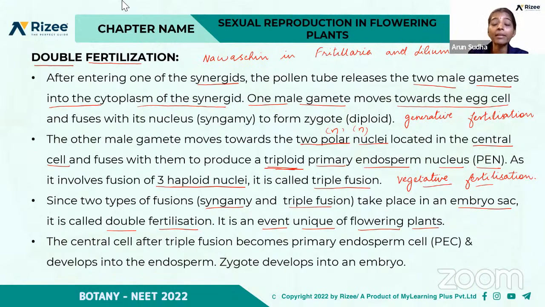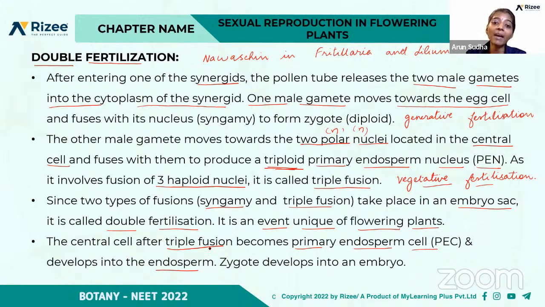Even some problems may be asked based on the haploid, diploid, or triploid nature of these, with calculations. So you have to be clear about which one is haploid, which cells are diploid, and which one is triploid. Here the triploid is only the endosperm, the central cell after triple fusion. After this fusion, it becomes the primary endosperm cell, and it develops into endosperm.